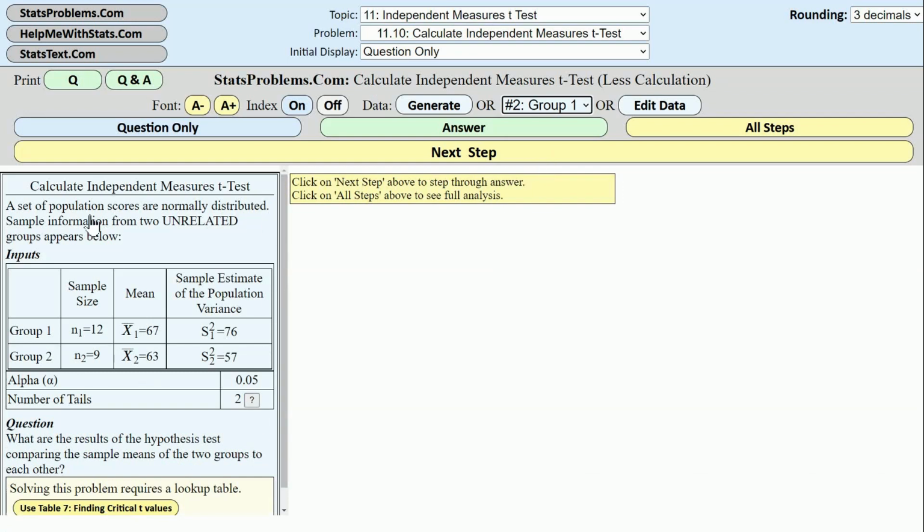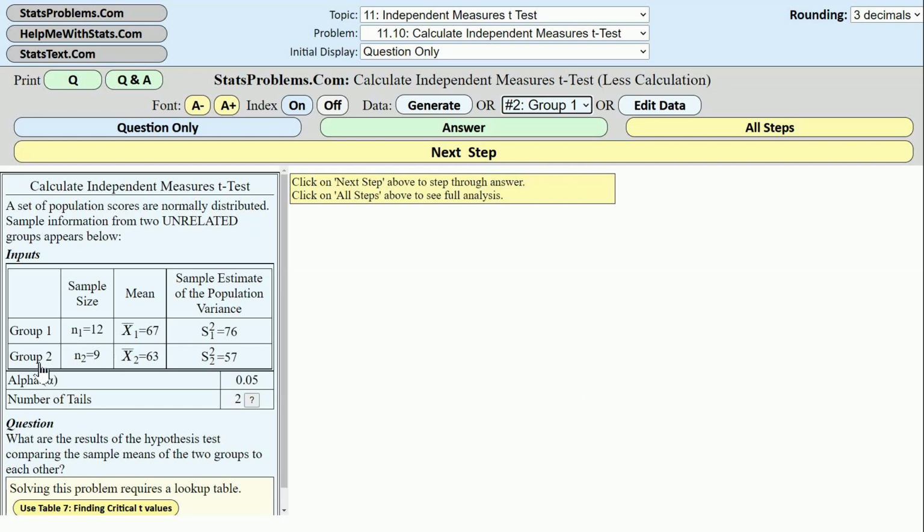A set of population scores is normally distributed. Sample information from two unrelated groups appears below. For Group 1, sample size, N1 equals 12. Mean, X bar 1 equals 67. Sample estimate of the population variance, S1 squared, equals 76.